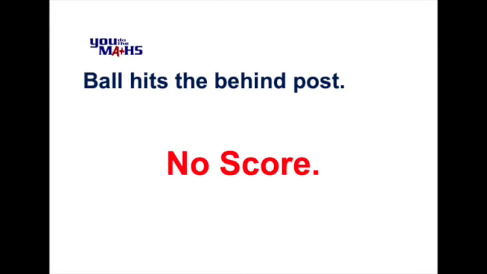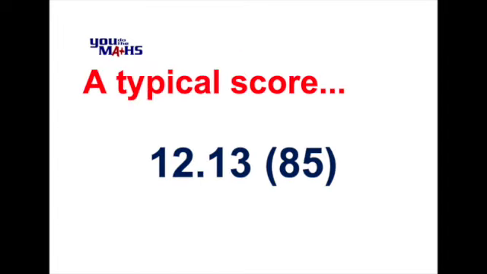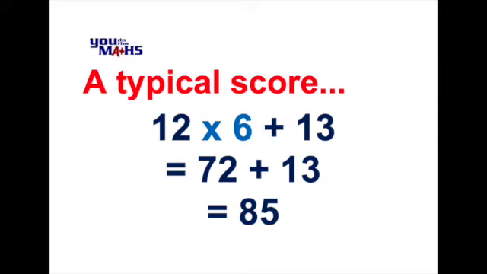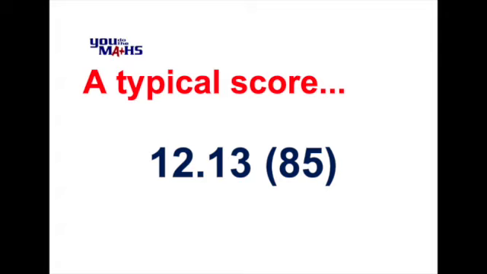Now, a typical scoreline in Australian football may look something like this: 12 goals, 13 behinds, 85 points. Now, the way that's determined is we know that each goal is worth 6 points. So we go 12 multiplied by 6 and add 13 points. Now, 12 sixes are 72, and if we add 13 to that, we get 85. So that's a typical scoreline, and that's how it's expressed in Australian football: the goals, then the behinds, and then the total score.